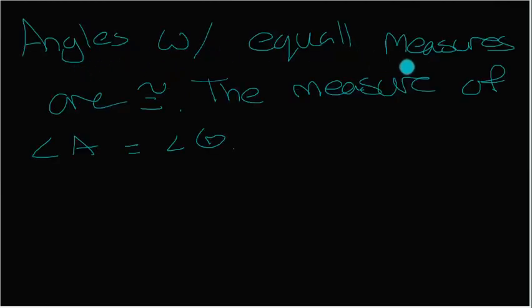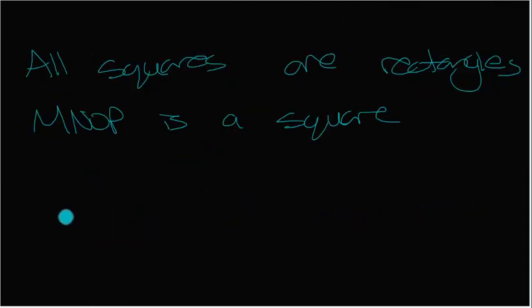Angles with equal measures are congruent. The measure of A equals the measure of G. Therefore, A and G are congruent. All squares are rectangles. MNOP is a square. Therefore, MNOP is a rectangle.